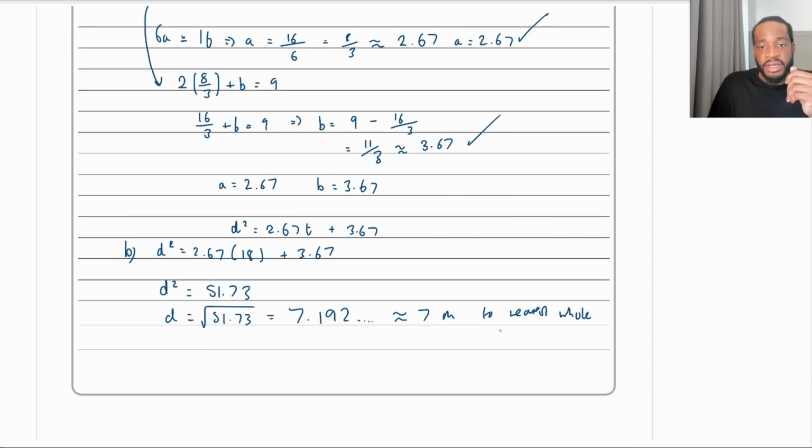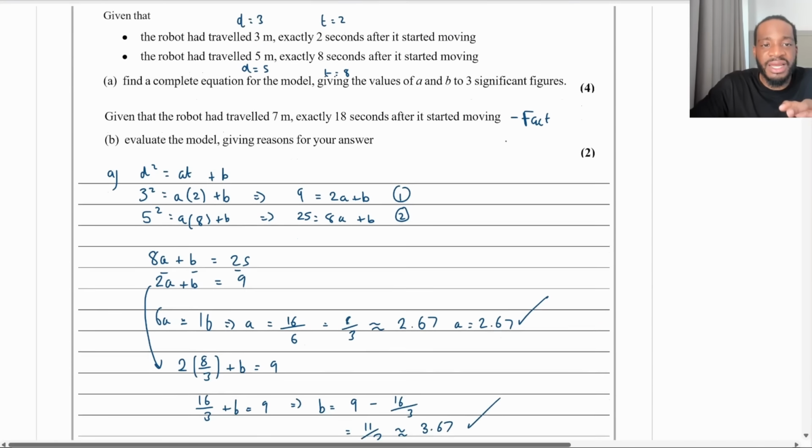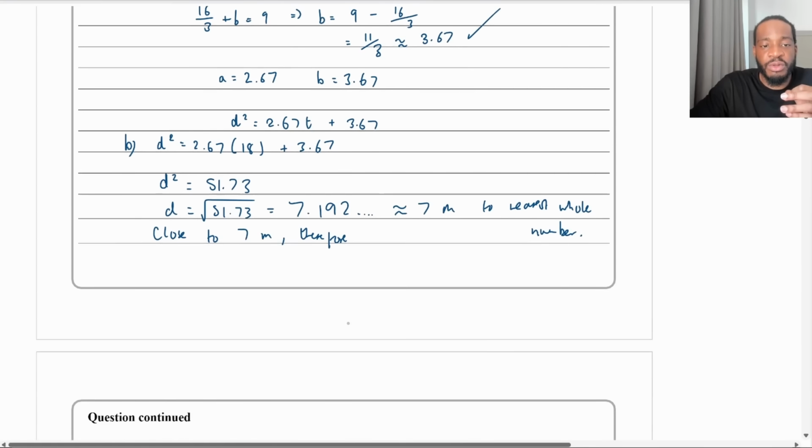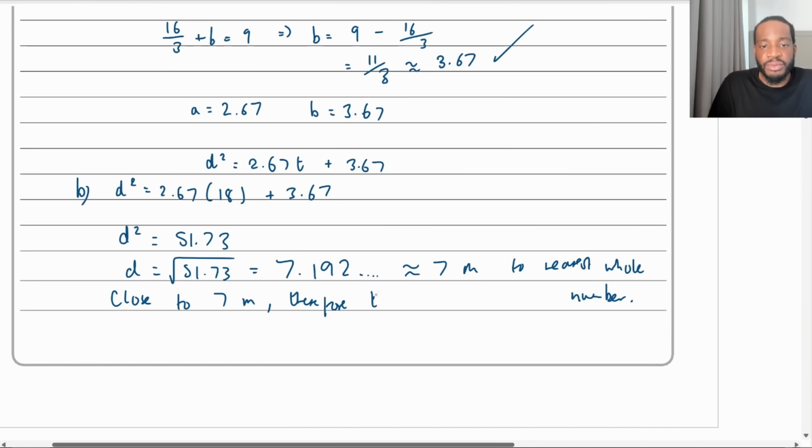So because of that, we can say that this model is suitable, right? The distance approximately is 7.192. If I write it to the nearest whole number, that is 7. It's close to 7. So we could say close to 7 meters. Therefore, what did they say? I like to use the language of the question. Evaluate the model. The model is suitable.